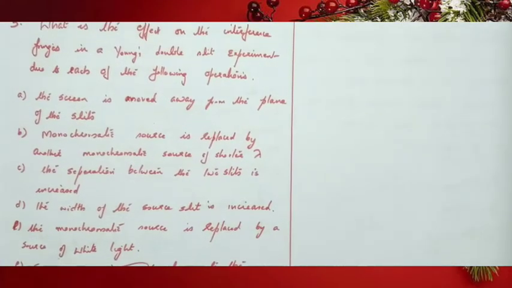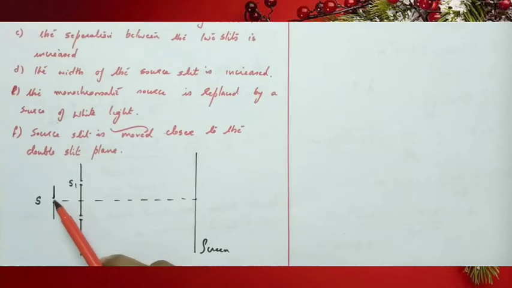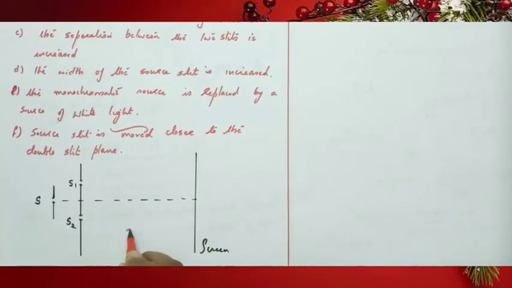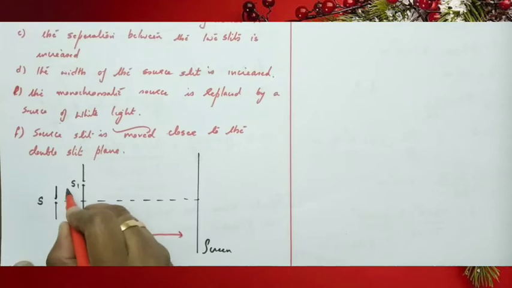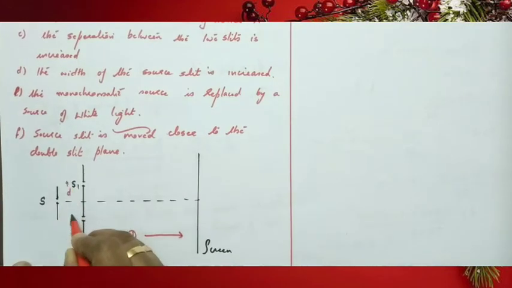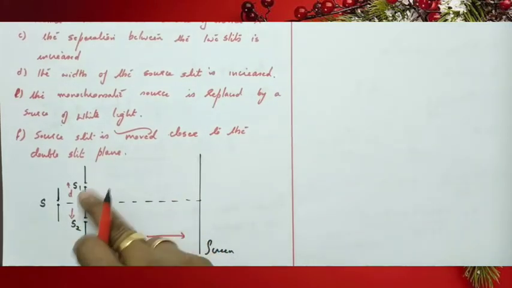So if each of the following operations takes place, what happens to the interference fringes? What happens to the interference fringes means whether the interference fringe is formed. If formed, what happens to the fringe width of the interference pattern? That's the question. So this is the experimental arrangement of Young's double slit experiment. Here this is the original source. In front of it a slit is placed. Then two slits are placed. These two slits act as the coherent sources, and the screen is placed some distance from them. The distance between the double slit and the screen is capital D, and the distance between the two slits is small d. Clear?